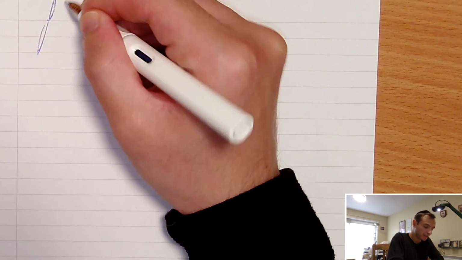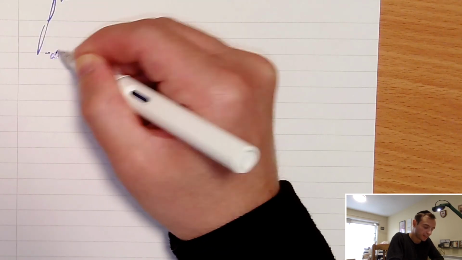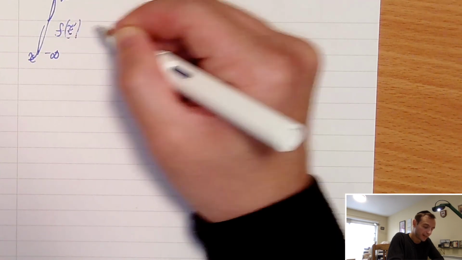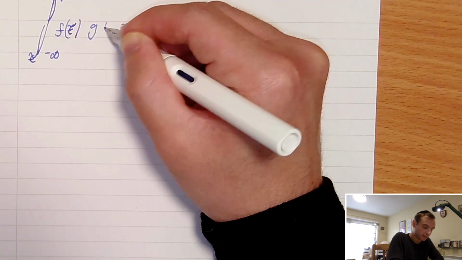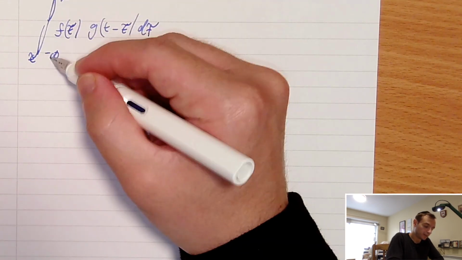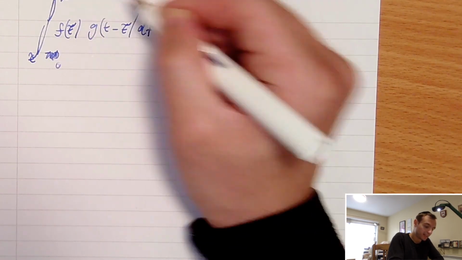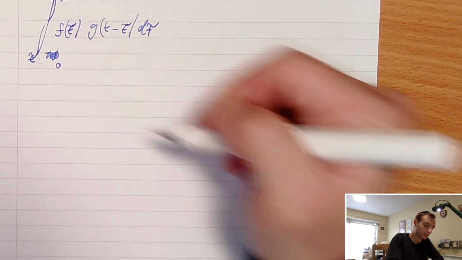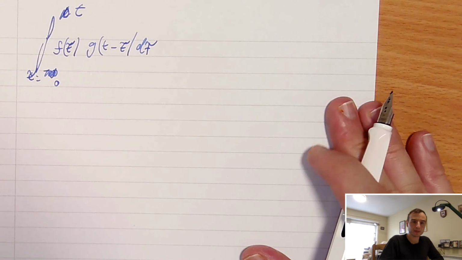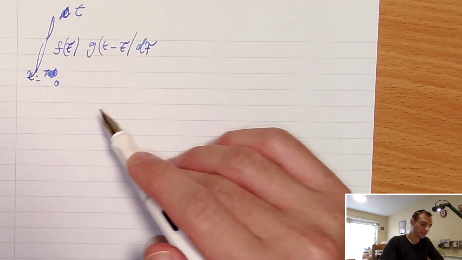Just one very important side note is that we changed the limits from positive infinity and negative infinity. When we said f of tau, g of minus tau plus t d tau, we cross that out, we put 0 there, and we put t over here. Tau equals 0 and t. So why did we do that? So how could we change the limits just like that?